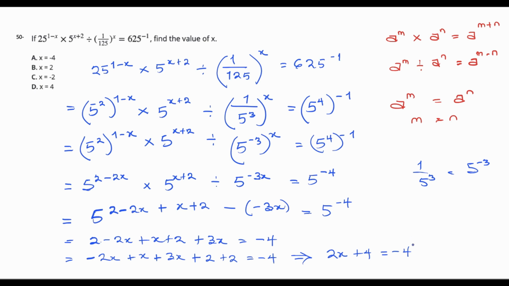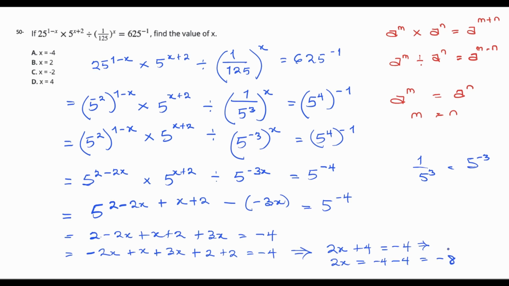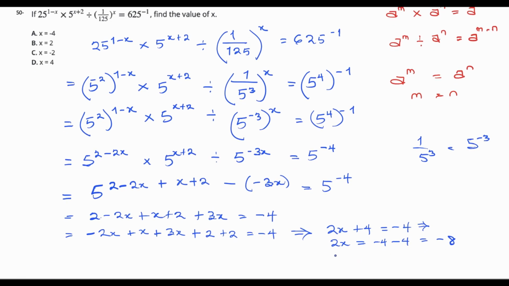So if we move 4 to this side and leave x here alone, we have minus 4. So this is 2x is equal to minus 4 minus 4, which is equal to minus 8. So if 2x is equal to minus 8, that means x is equal to minus 8 divided by 2, and that's equal to minus 4. So x is equal to minus 4. So the answer here is equal to A.